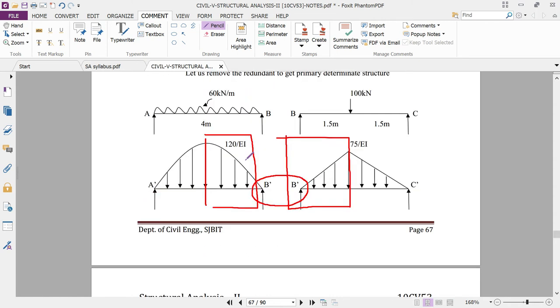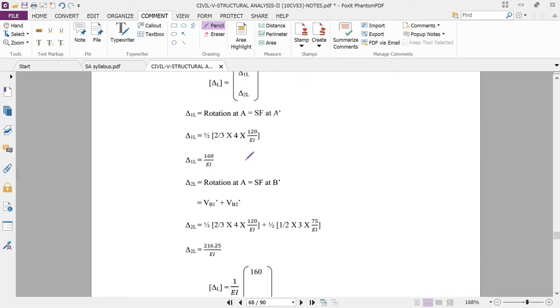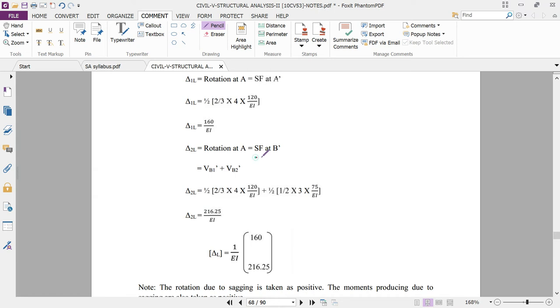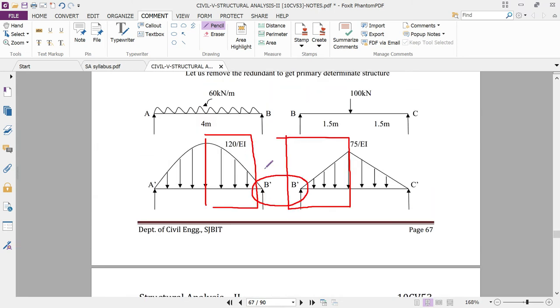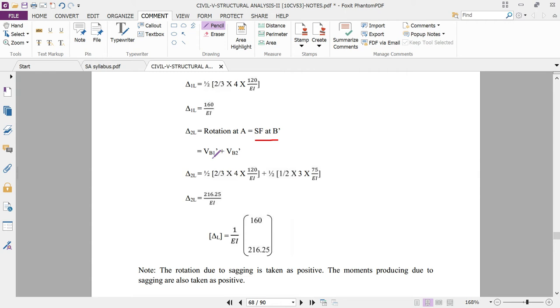At this point you have to understand that at shear force at B, two particular supports are going to merge, and those supports have different diagrams. So the contribution of those diagrams has to be incorporated in your shear force calculations. So delta 2L value finally we will get as 216.25 by EI.